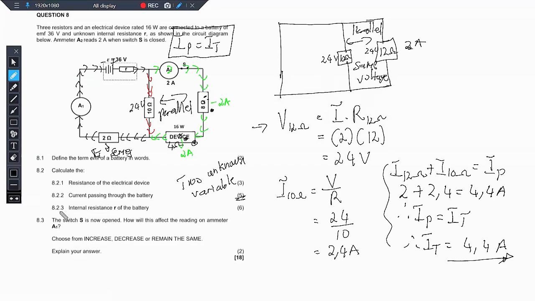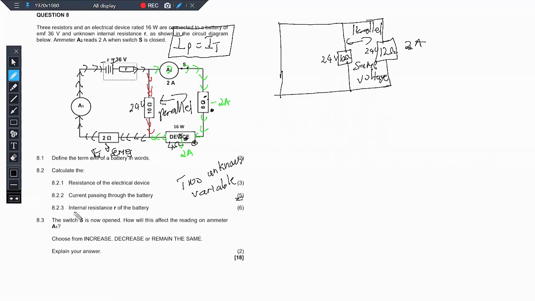Now let's go to 8.2.3. We want to now calculate the internal resistance r of the battery. So again, it's 6 marks, which means we have 2 unknown variables, right? And then we would need to use the formula. Obviously, the only way we can find the small letter r is in this formula, the EMF formula. But then if we check here, the EMF is given, it's 36 volts. Remember, we said you only get to use the EMF in this formula, not in any other formula.